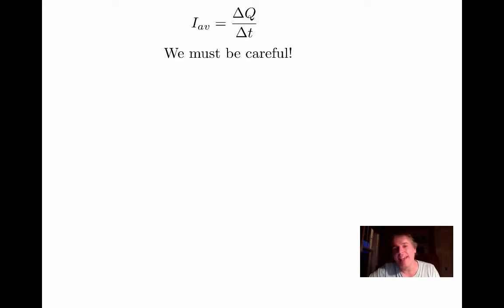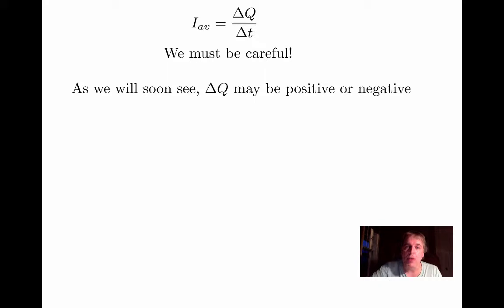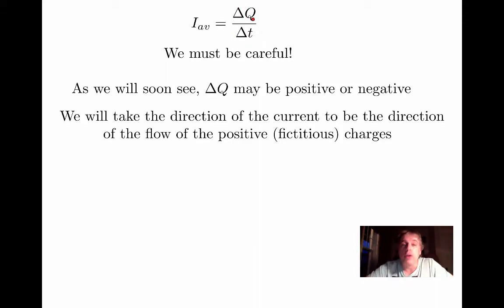Okay, it turns out that I'll have to modify that equation slightly. We have to be careful, and the problem has to do with signs. Delta Q, and I'll do an example in a minute, may be positive or negative. Now, in that equation, delta t is always a positive number, the time interval, but delta Q may be positive or negative. Now, we're going to take the direction of the current to be the direction of the flow of the positive charges, like I've mentioned in the previous video.